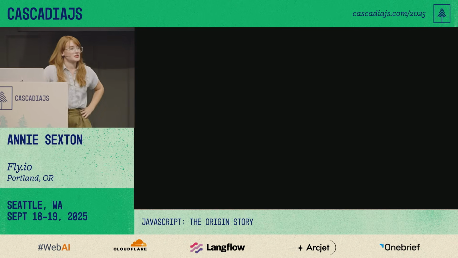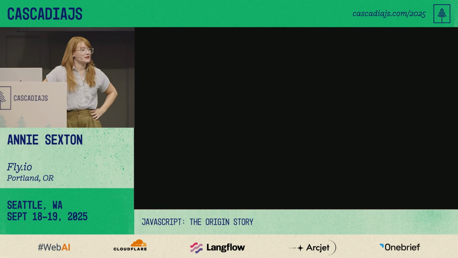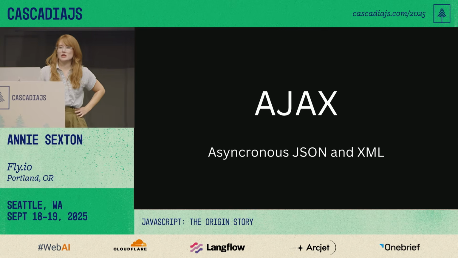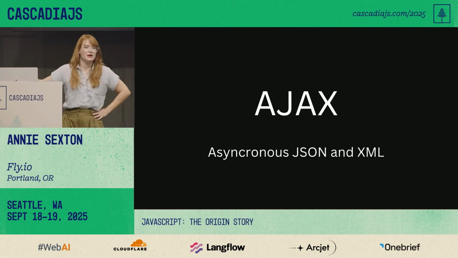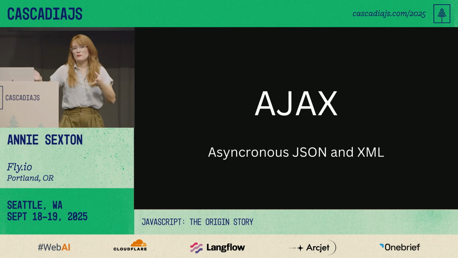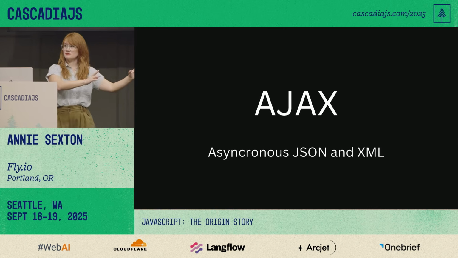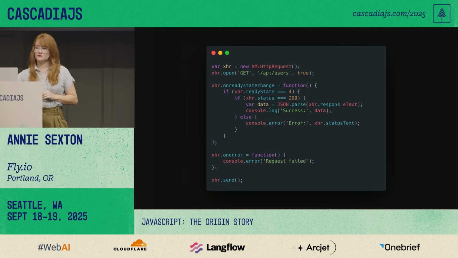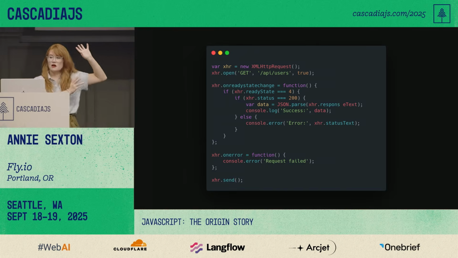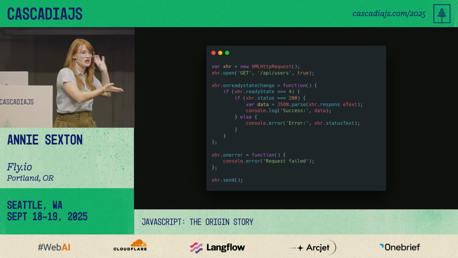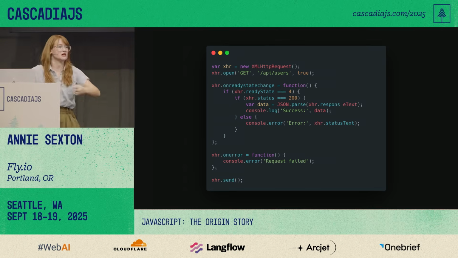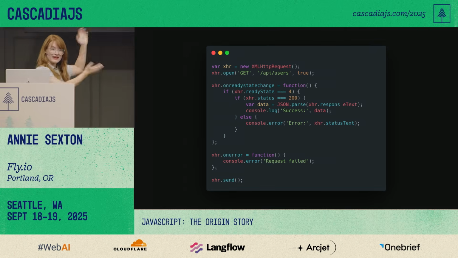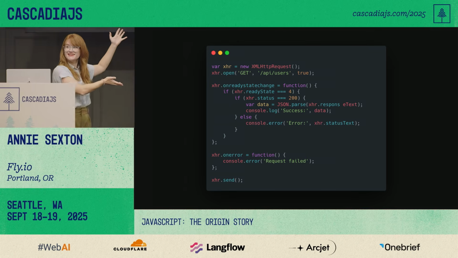In 2005, this practice was given a name by the web designer Jesse James Garrett, and he called it Ajax. Asynchronous JavaScript and XML. Of course, these days we mostly use JSON, right? I want you to remember that Ajax is the development pattern, not the technology. The technology looked like this. This was the technology upon which all single-page applications would be built. This is when Ajax, early 2000s, Ajax was blowing up. And you can still write code like this today, and it works.